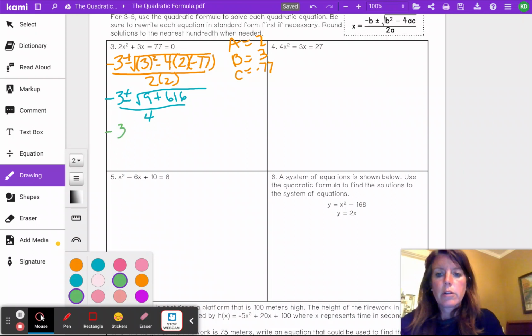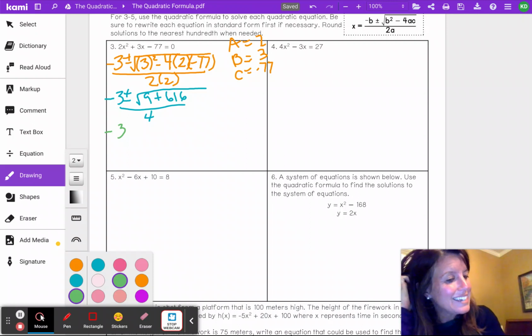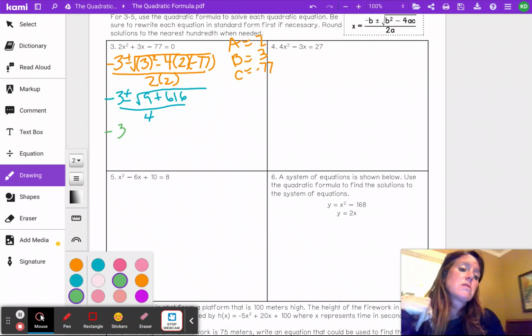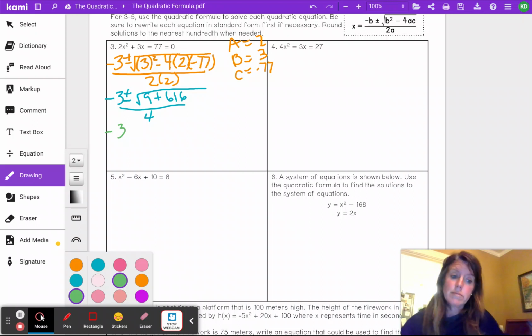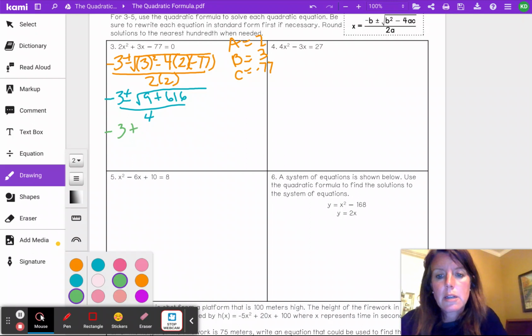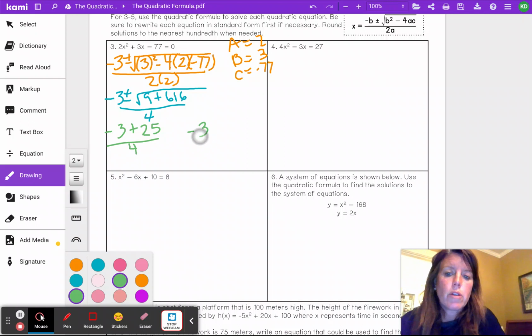So next, negative 3. Okay, so 9 plus 616, that is 625. Square root of 625 is 15, right? Sorry guys. 625. Oh, 25. I'm glad I checked that. Negative 3 plus 25 divided by 4. And then negative 3 minus 25 divided by 4.